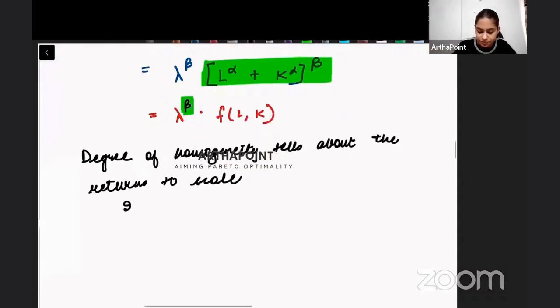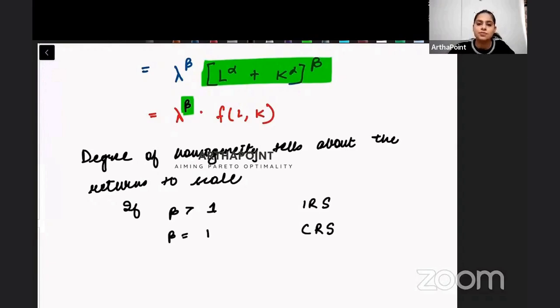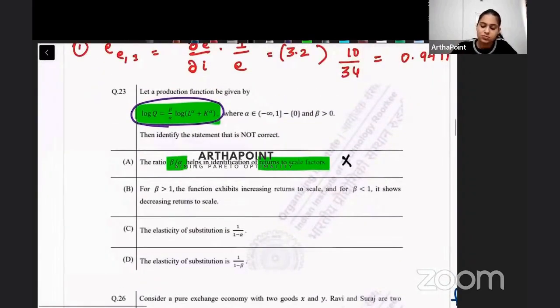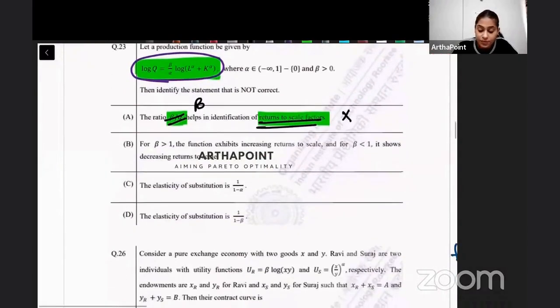So if your β is greater than 1, it is increasing returns to scale. If β is equal to 1, constant returns to scale. And if β is less than 1, decreasing returns to scale. So on that aspect, can I say that this first part is wrong? Because not β by α, but β helps in returns to scale. Now look at the second one. If β is greater than 1, increasing returns to scale, less than 1, decreasing returns to scale. Correct.